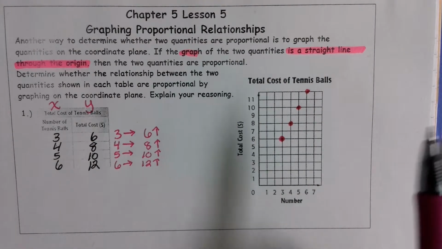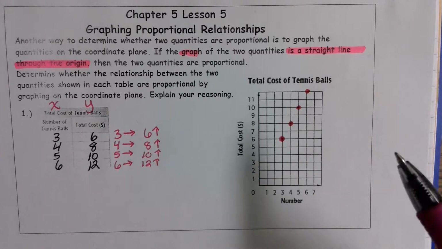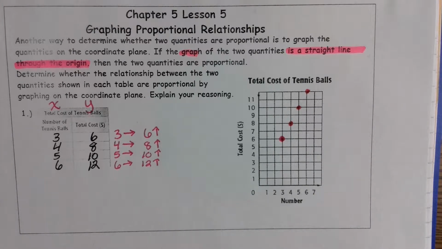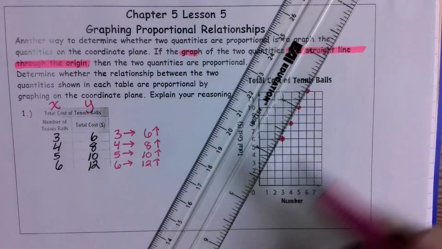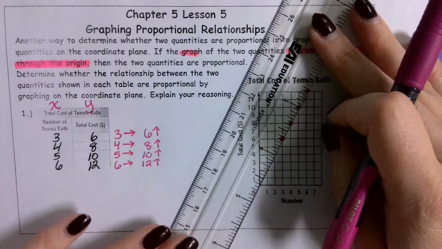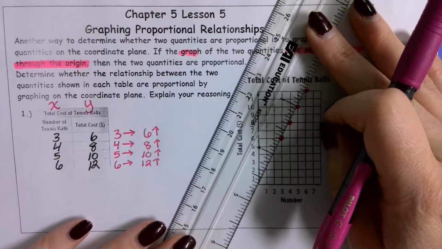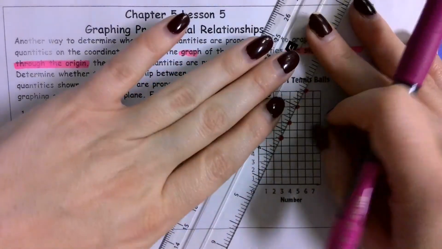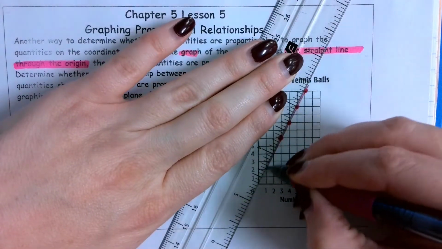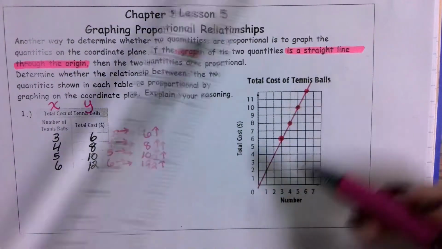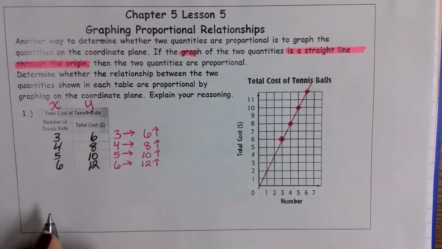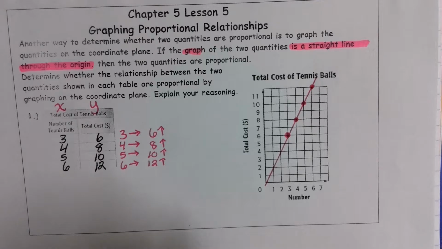Now, again, we need to check that it's a straight line and that it can pass through the origin. Right now, the way that we've graphed it, maybe it's a straight line, maybe it's not, maybe it goes through the origin, maybe it doesn't. The only way that you can check is to get a straight edge or a ruler and then see if you were to connect the dots together. Can you connect them all together with a straight line? Yes.